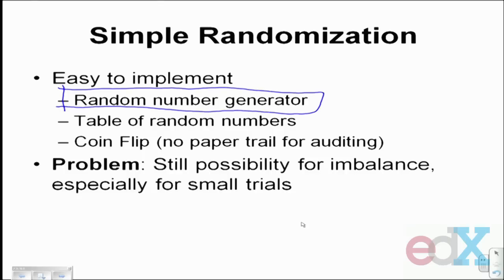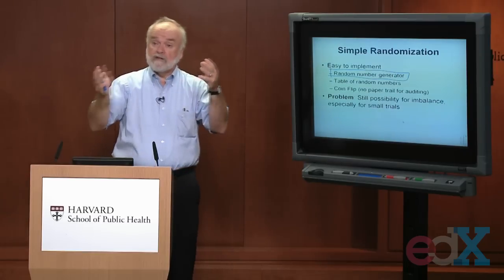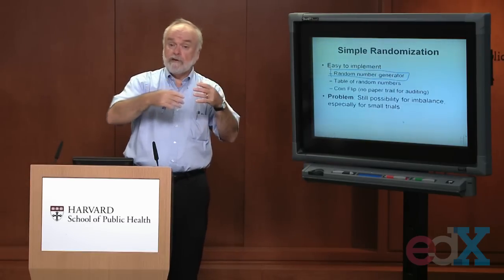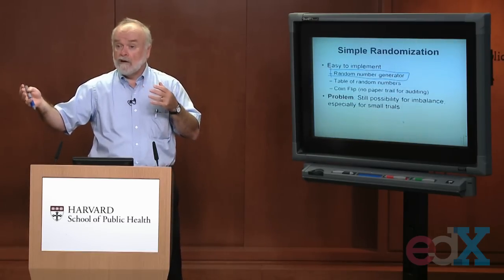If a randomly generated number is odd, that person might be assigned to a new treatment. If it was even, you might assign him to the standard of care treatment. So typically, it's not a coin flip. It's an equivalent to a coin flip done electronically on a computer using a software package.